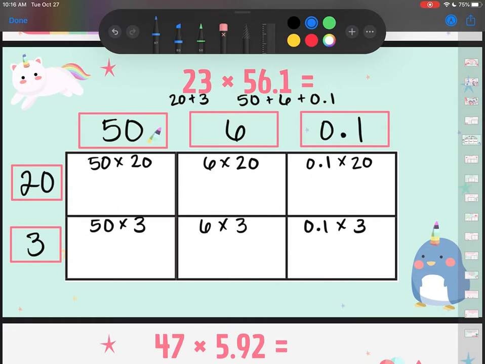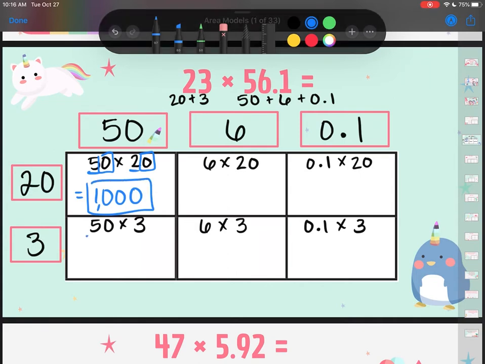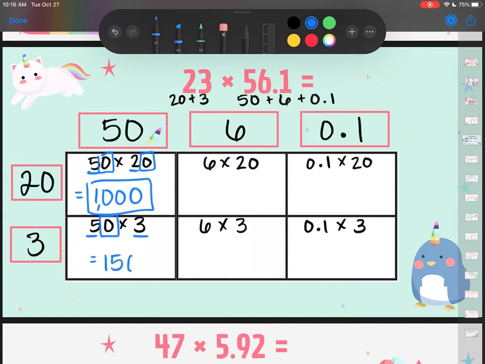And so those are the problems that we're going to be solving. And just like before, we can do mental math to solve these. Look at my numbers that aren't 0. I've got 5 and 2. Well, 5 times 2 is 10, plus the zeros I didn't use is 1,000. So that is 1,000. 50 times 3: 5 times 3 is 15, plus the 0 we didn't use is 150.